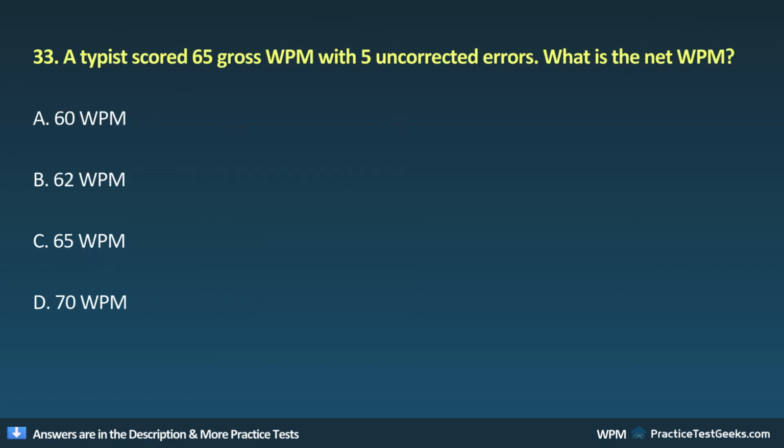33. A typist scored 65 gross WPM with 5 uncorrected errors. What is the net WPM? A. 60 WPM. B. 62 WPM. C. 65 WPM. D. 70 WPM.